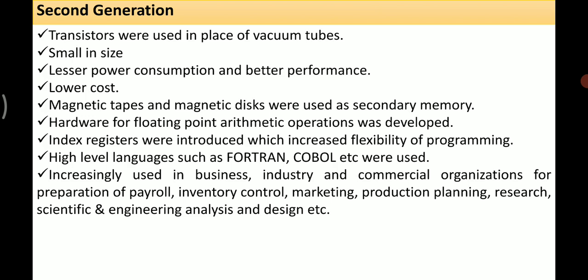These second generation computers were increasingly used in business, industries, and commercial organizations for preparations like payroll, inventory control, marketing, production planning, research, scientific and engineering analysis and design, for all these sectors. So it was mainly used. Here there was a 1,000-fold increase in speed. Punch cards were used here also.